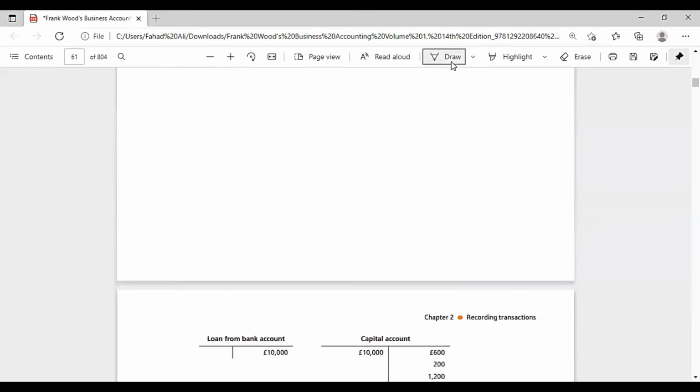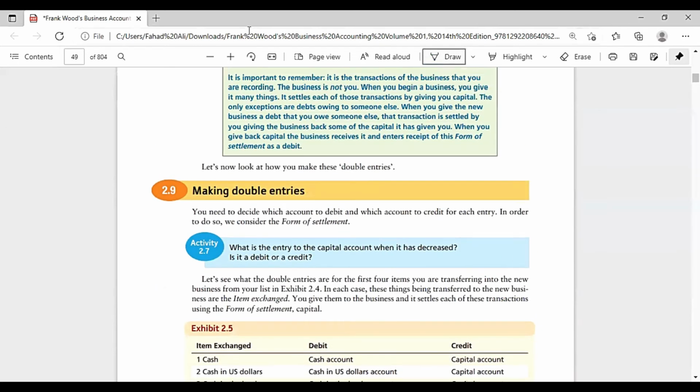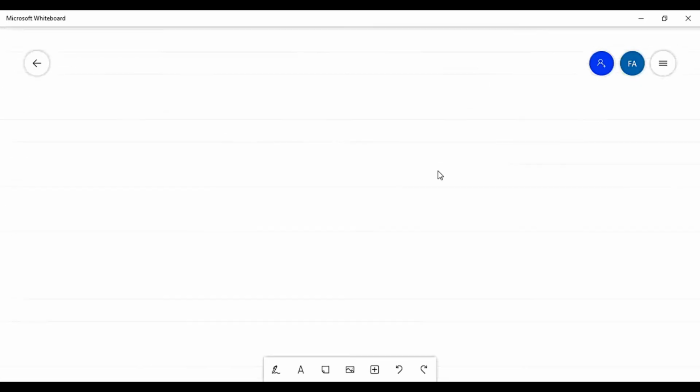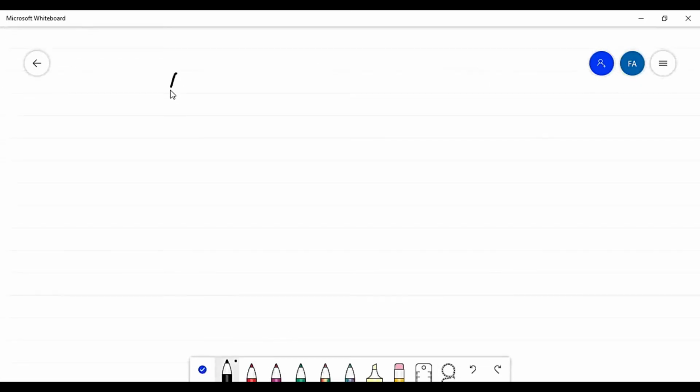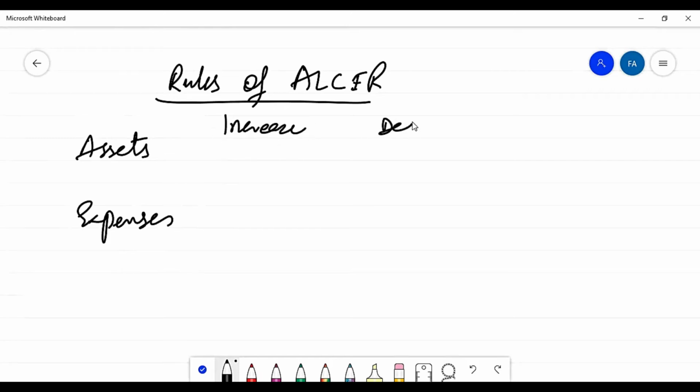Now we have to move on to the effect on the ledger. I'll be telling you the rules first, then we'll move on to the topic of that. Assets and expenses increase and decrease.